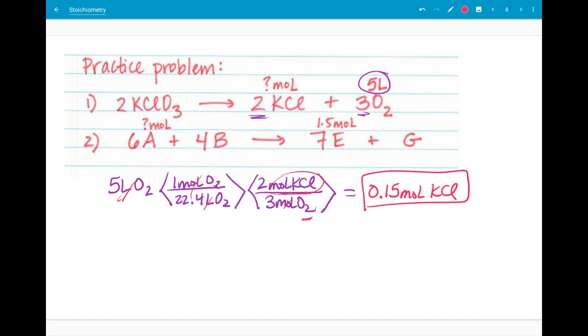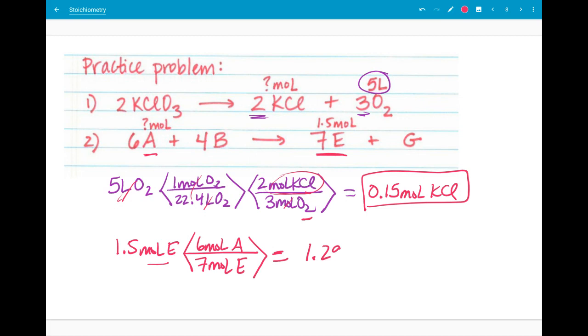Okay. Now let's look at the next one. It's even shorter. So you're given 1.5 moles of compound E. And we're going to go to moles of compound A. So I don't need to convert anything first. I'm already in moles. So I can go direct to the mole to mole ratio. So 7 moles E to 6 moles A. Multiply the top, divide the bottom, and it's 1.29 moles of A.